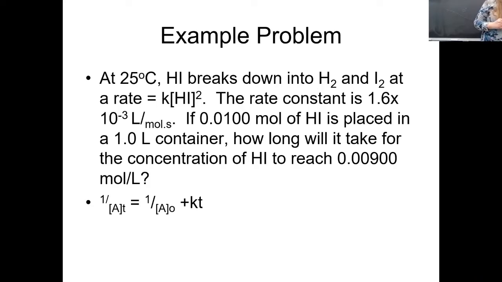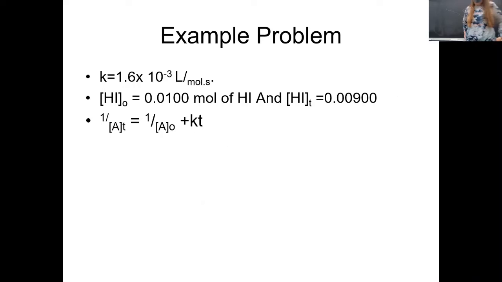Okay. So this lists all of our data. k is equal to 1.6 times 10 to the minus 3. The original HI, or the initial HI, is 0.0100. And then we're actually given HI at time t. Okay, so we're looking for t instead of looking for the concentration.